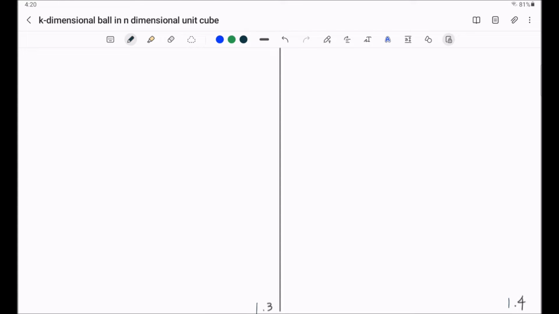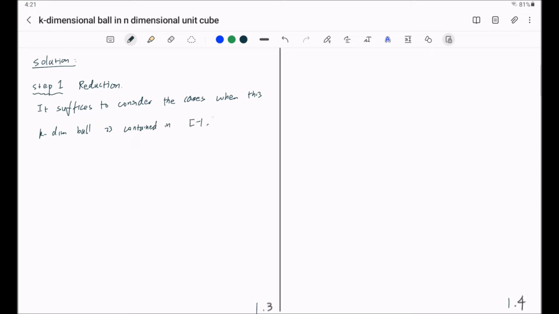We're going to break this solution into 3 steps. Step 1 is the reduction. We'll prove that it suffices to consider the cases when this k-dimensional ball is contained in the -1 to 1 n-fold Cartesian product and centered at the origin.